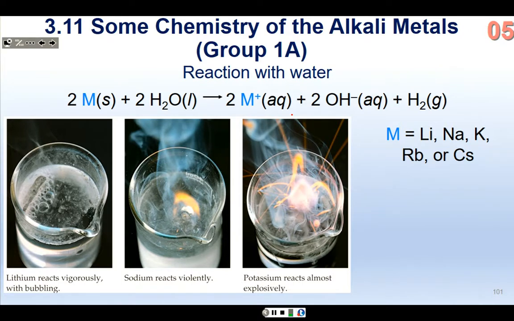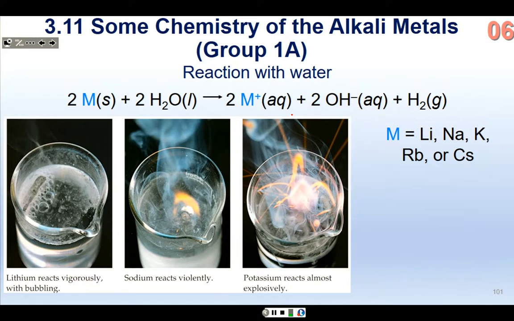Lithium reacts vigorously with bubbling if you just stick a little bit into the water. Sodium reacts violently enough to make a flame. And the typical sodium flame test color is shown there. And potassium reacts nearly explosively. It's pretty wicked stuff. I've seen it used, and it's something you need to do with sufficient safety precautions.